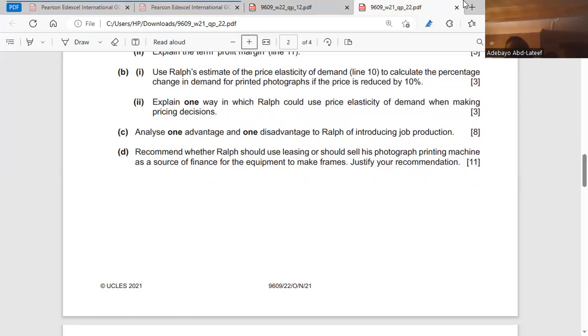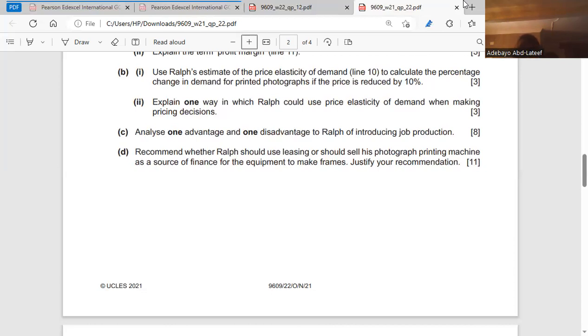So what is the advantage of using job production? It gives customer satisfaction. How is it customer satisfaction? It gives customer satisfaction because you are producing based on the specification of the customer. So if you are producing such products, customers will be happy because you are meeting the needs or wants of the customers. Clear. So that's the advantage.